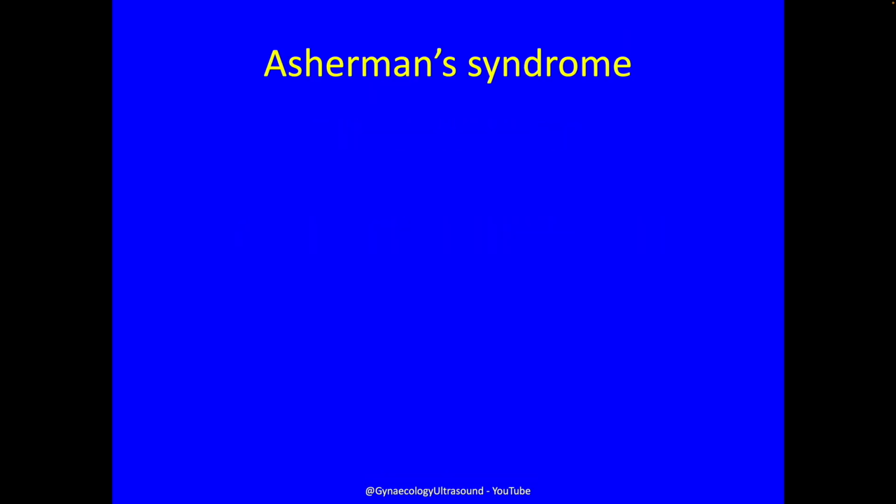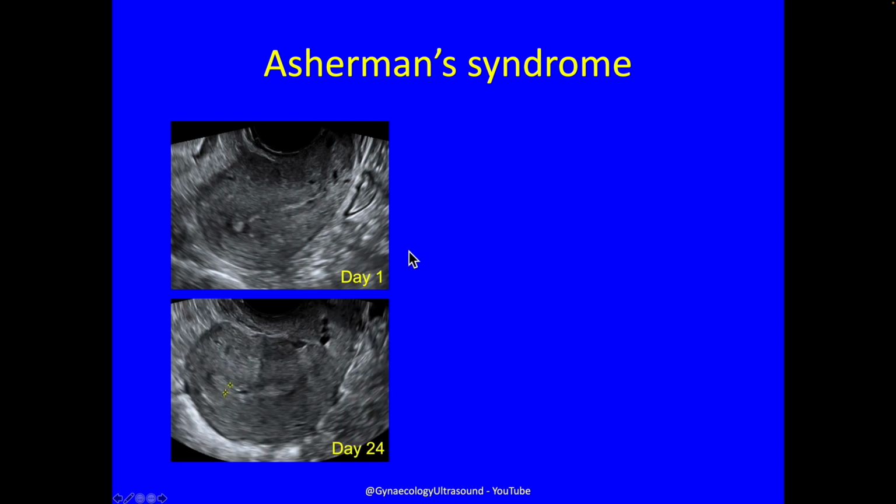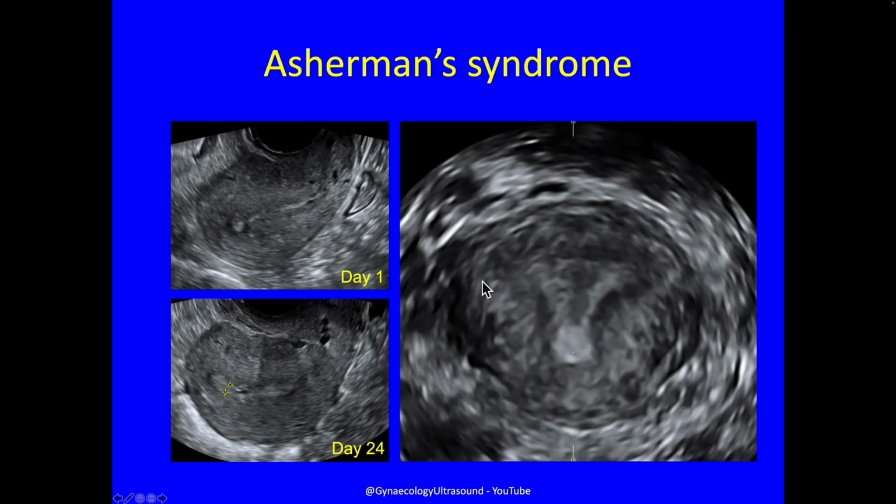Asherman syndrome is where there's absent endometrium in parts of the cavity, as in here. You can see these islands of endometrium in the uterus with myometrial adhesions across. So when we scanned this patient later in her cycle, it's not very different. Again, these islands and some myometrial adhesions. And on 3D, this is the endometrial cavity, and you can make an assessment for the percentage of cavity that is occluded.